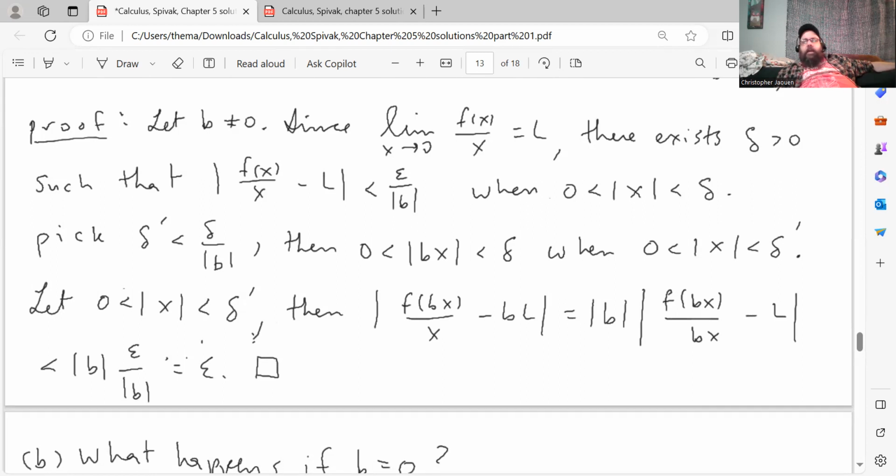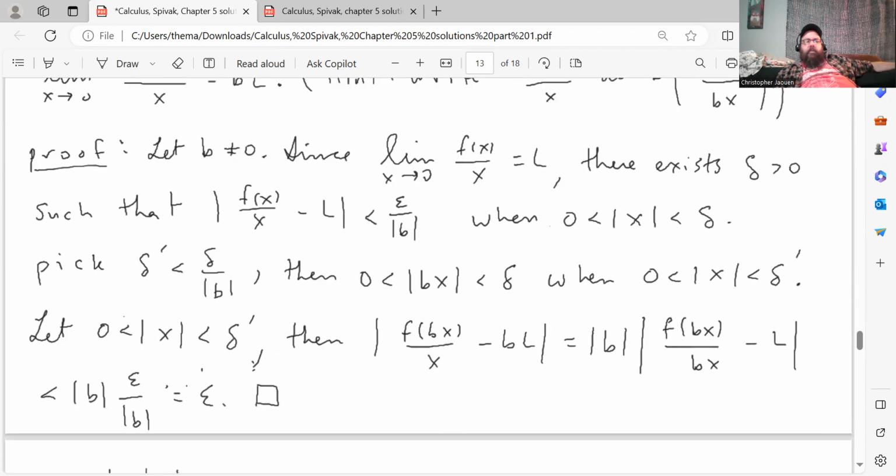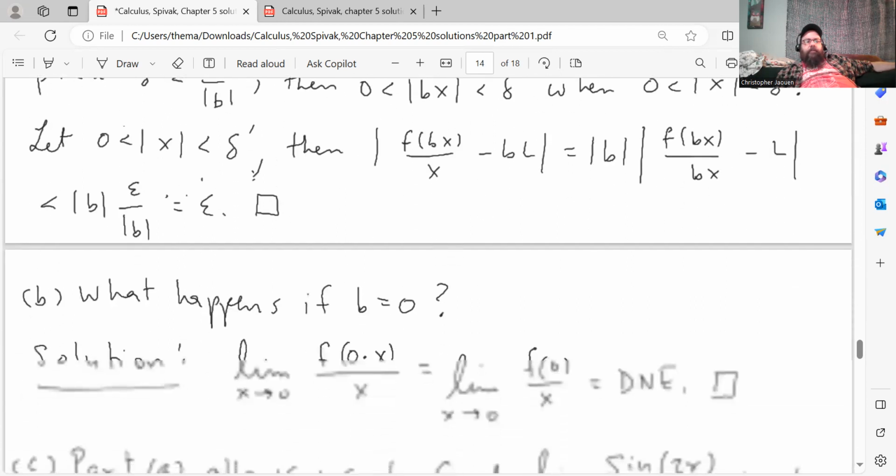So we get this thing, and since we're in this neighborhood, it is less than absolute value b times epsilon over absolute value b. And notice these cancel and you get epsilon. So that shows that the limit is bl, because we took this minus bl here. So that shows that the limit is b times l.